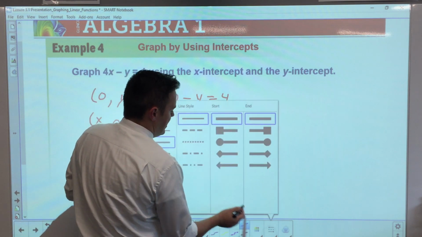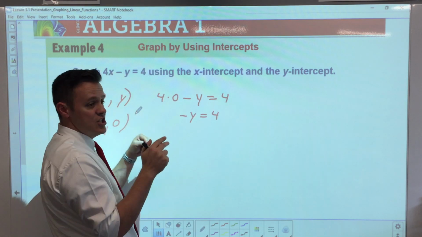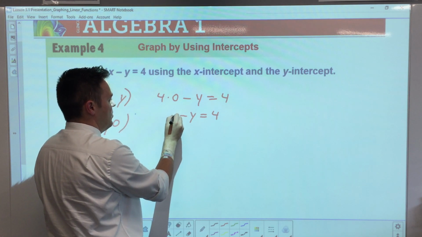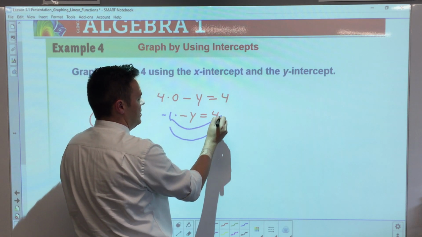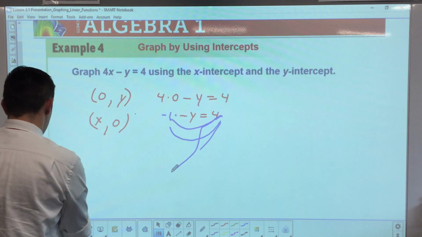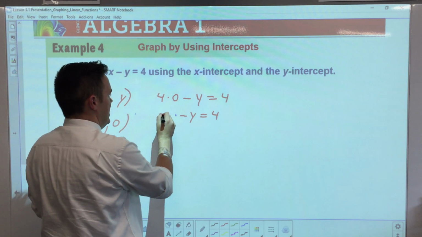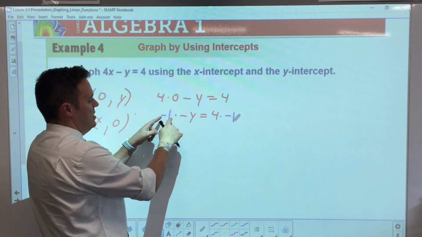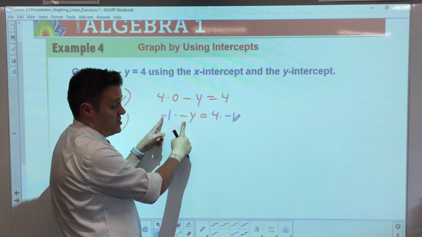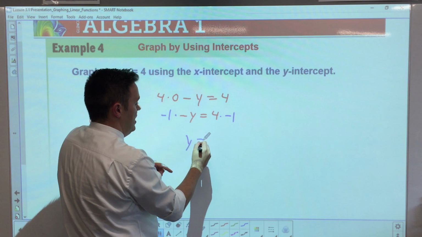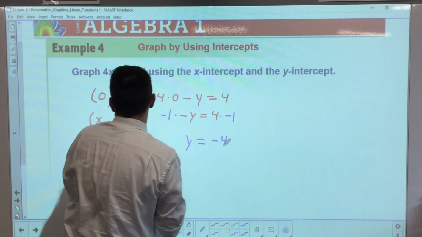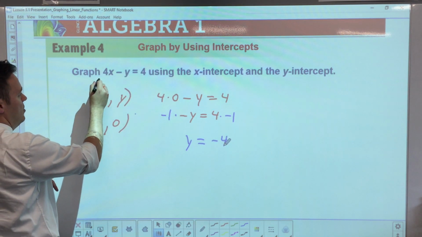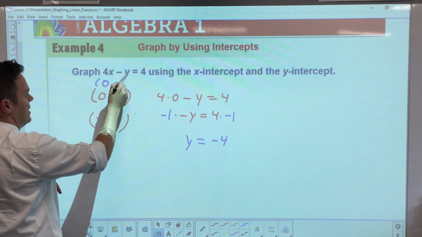So instead of just me telling you to get rid of the negative, you're actually supposed to multiply both sides by -1, okay? Ooh, that was tricky. Multiply both sides by -1, okay? So when you do that, negative times a negative is what? Positive y, and it's going to equal -4. So our point here now is 0, -4.